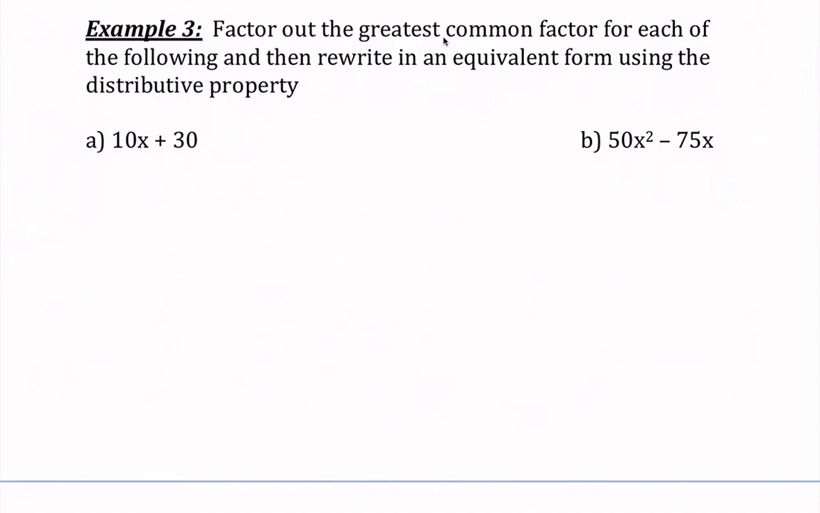So I'm going to go ahead and write that my GCF is 10. And now I'm going to look for my variables. Well, this one has an x, this one does not, so I know they can't have x in common. So the only thing they have in common is this 10. So now what I'm going to do is divide each one of those by 10.